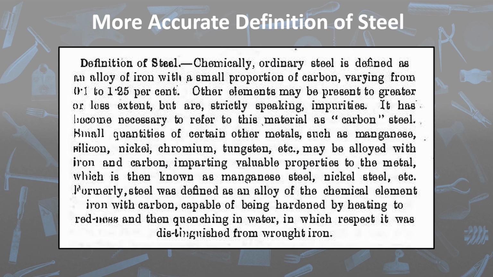Therefore, a more accurate definition of steel is that it is an alloy of iron with a small proportion of carbon, ranging from about 0.1% carbon, which is classed as a low carbon steel, to around 1.25% carbon, which is classed as a high carbon steel. Low carbon steels are mainly used in construction for making large structures such as bridges, and high carbon steels are used for such things as cutting tools where a high degree of hardness is needed.